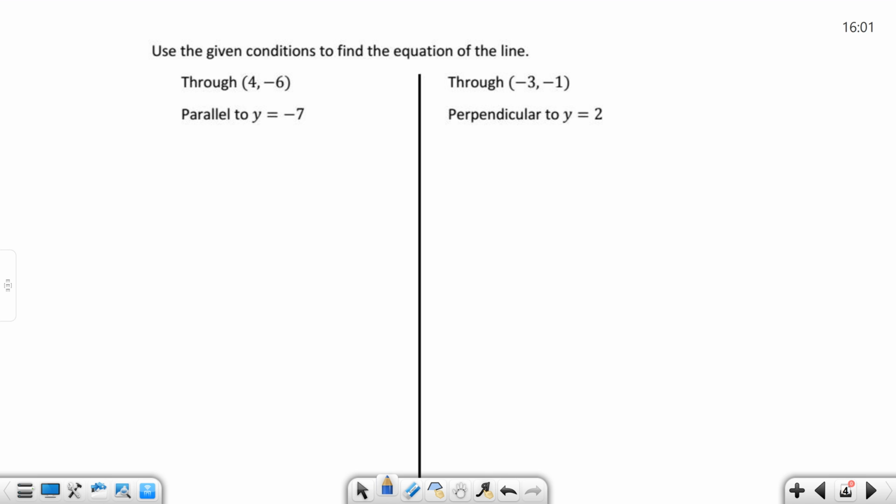So here, through 4, -6, so that's my x1, y1. And then parallel to the line y equals negative 7. What kind of line is y equals -7? What are those two? Why?